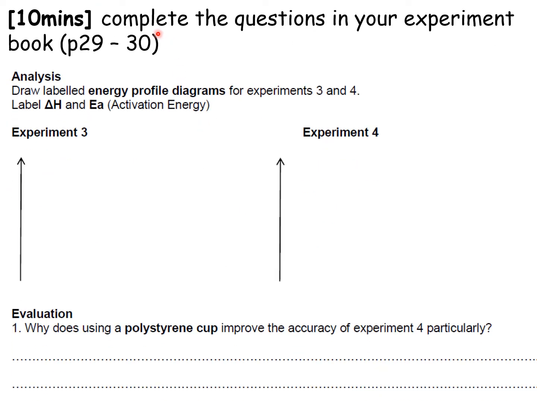Okay, so in your experiment book, page 29 to 30, please do complete these questions. It'll take about 10 minutes. Pause now and just work your way through them as quick as you can. Come back to them after, but do time yourself. It's good to use a timer, actually. That can really help control your time.